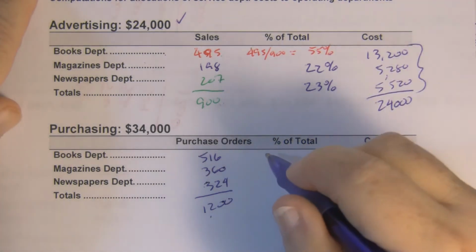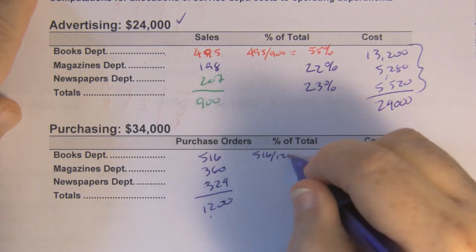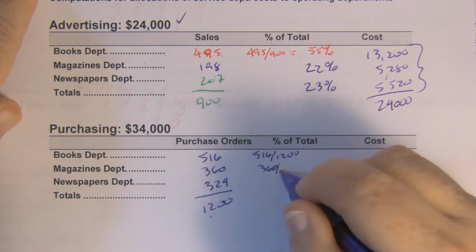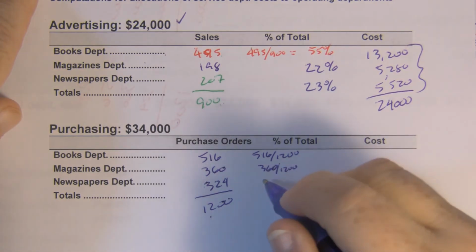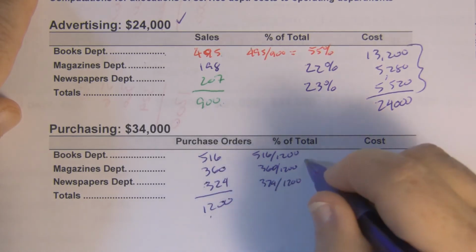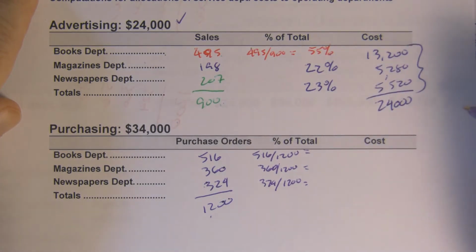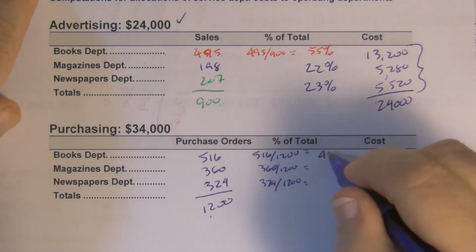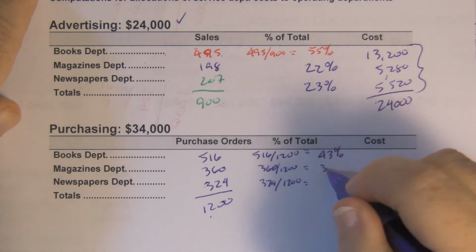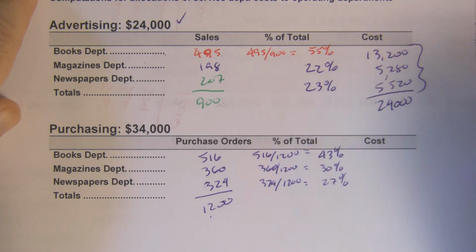We're going to do the same thing we did before, 516 over 1200, 360 over 1200, 324 over 1200 to get the percentage. And when we do that math, that comes out to 43%, 30%, and 27%.